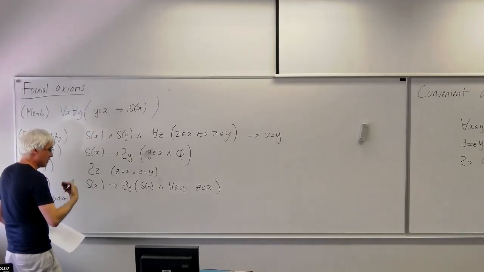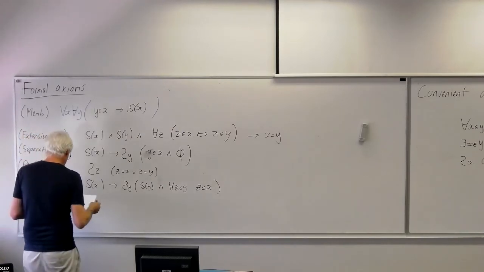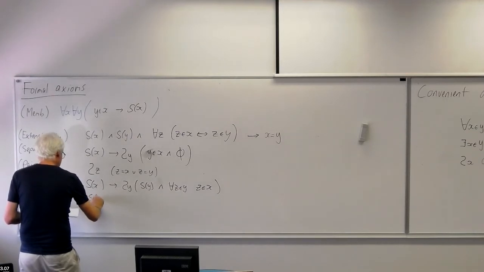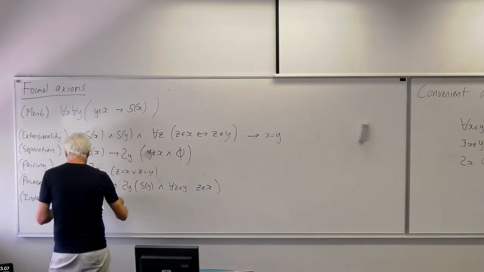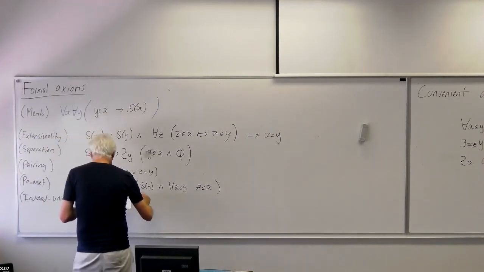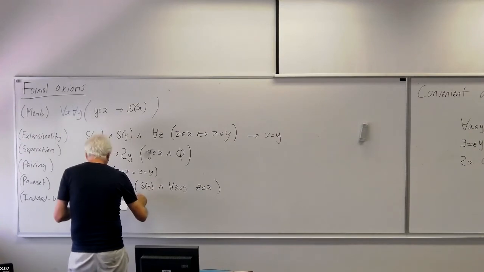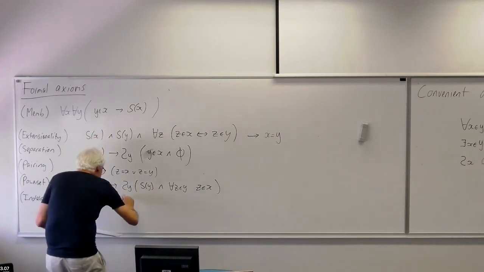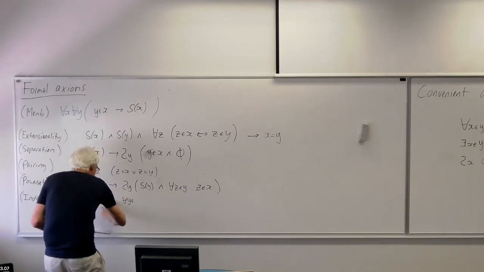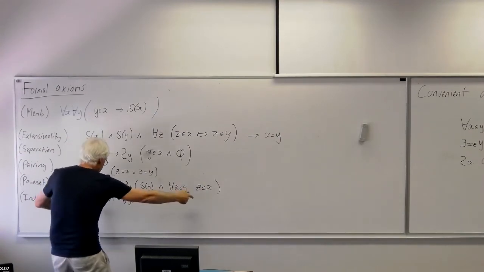One can transliterate the replacement axiom and the union axiom, but this is just a shorter way of getting the combination of the two. So the indexed union axiom says that if we have a set X, then it holds that for all y in x, sorry, this should be a conjunction here, but there's going to be an implication later on.